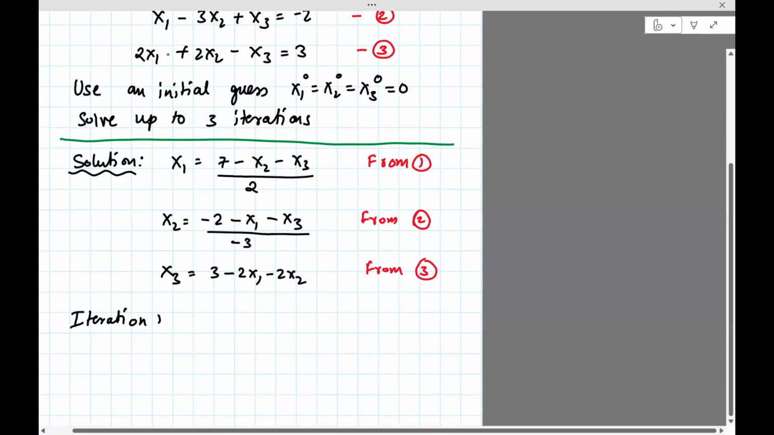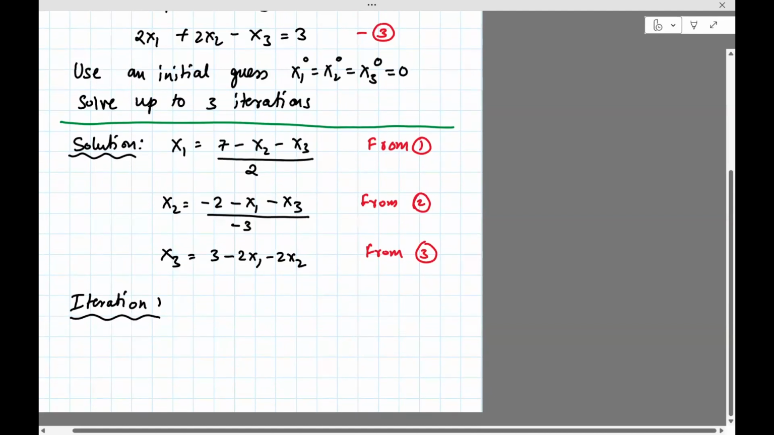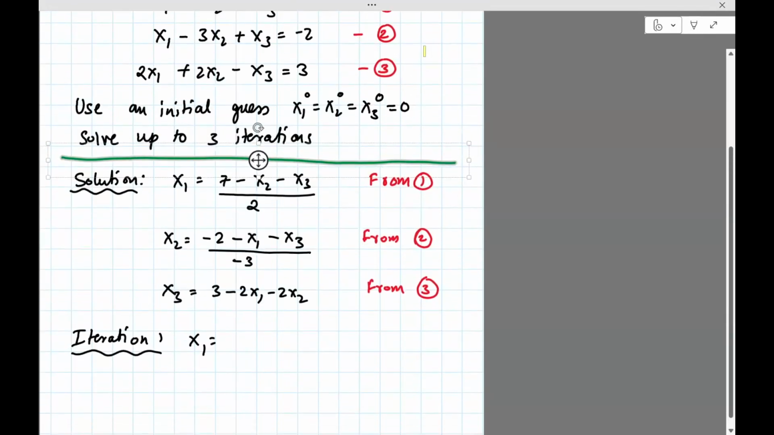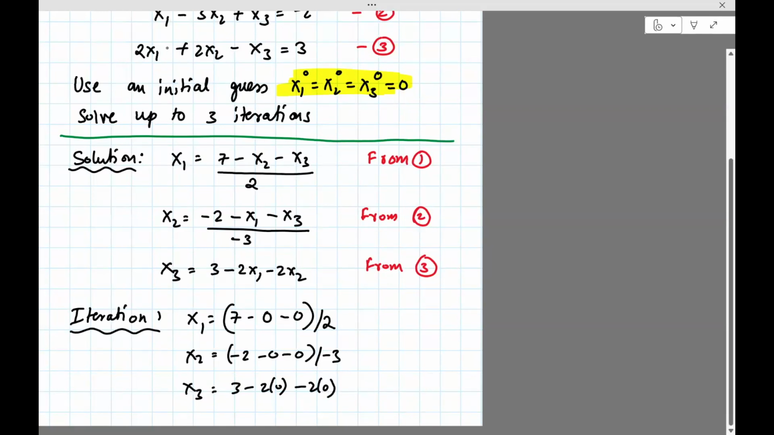So let's start with iteration 1. Here, what we do is we substitute the initial guess values on the right side of these equations. So for the first one: x2(0) is 0, x3(0) is 0, divided by 2. x2 equals -2 minus 0 divided by -3. x3 is 3 minus 2 times 0 minus 2 times 0, divided by, well, this is 1.